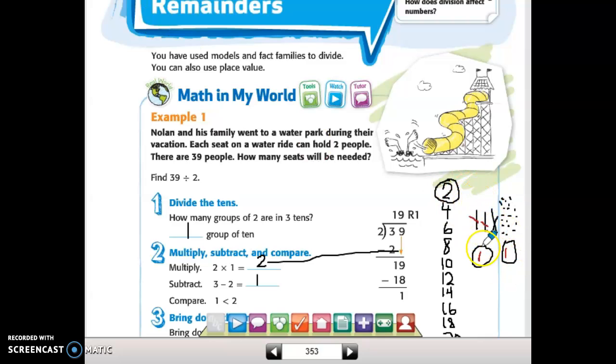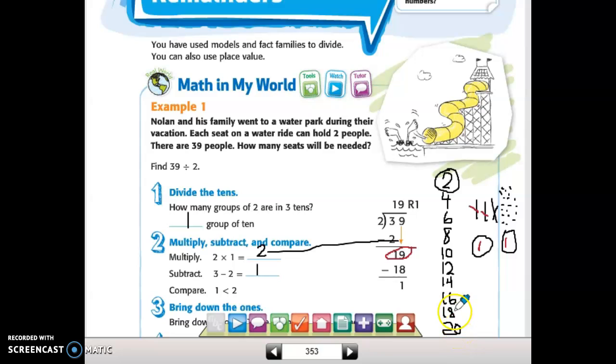And I thought just to be consistent, I'd show you the model. So I regrouped these 2 tens into there, which gave me 1 in each group. And then I regrouped this 10 into 10 ones, but there were still 9 there. So I've got 19 ones here, which is equivalent to this right here. And if I go down my 2's, 18 is the closest without going over. 20 is too big. So I can fit 18, and that would give me 9 in each group. So 9.